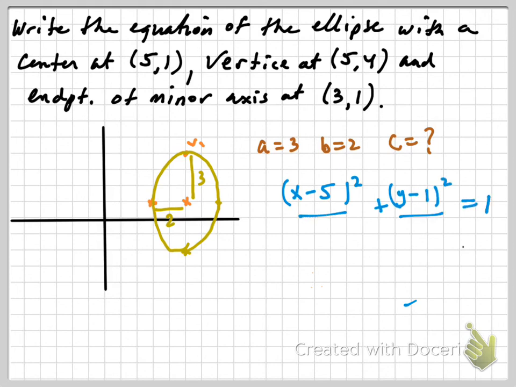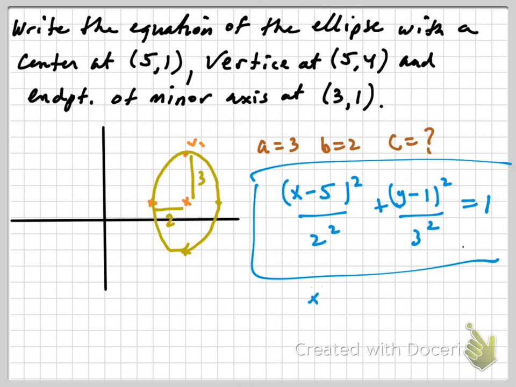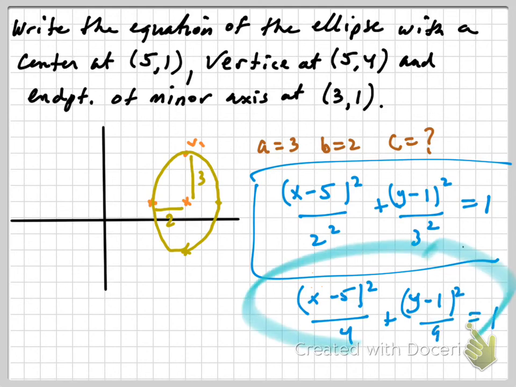And then I have to figure out where do the numbers go. Well, since it's vertical, that means the bigger number has to go underneath the y. So I would have 3 squared here, and this would be 2 squared. And you could leave it like that if you wanted to, or you could write it x minus 5 squared over 4 plus y minus 1 squared over 9, and there's your equation written this other way. But either one is fine.